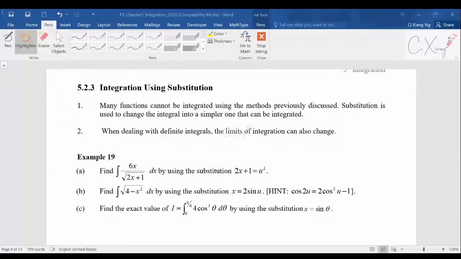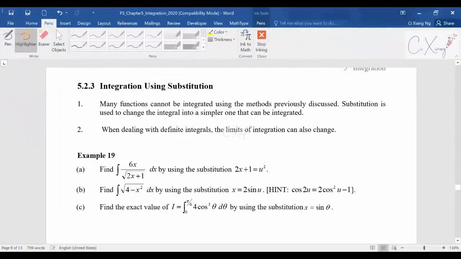Alright, so for this video, we are going to discuss another new technique for integration, and we name it integration using substitution. There are many functions that we cannot integrate using the method that we discussed previously. So substitution is to change the integration into a simple expression so that we can integrate. We call this method substitution.